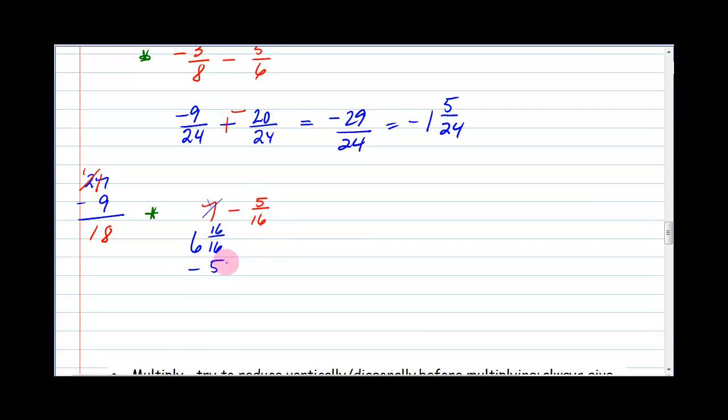So I'm really going to subtract 5/16. I bring my 6 straight down. 16 minus 5 is 11 over 16, and that's my answer. That's how you borrow using fractions. And we do use that sometimes when we solve equations.